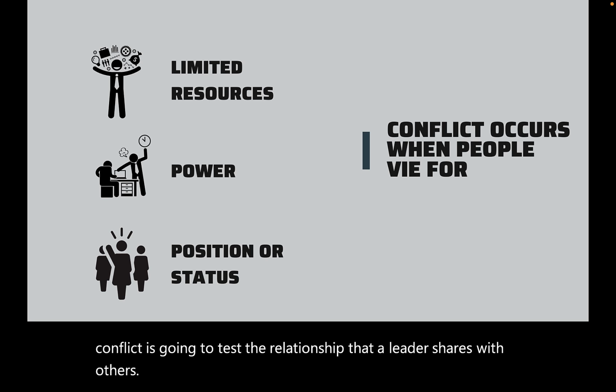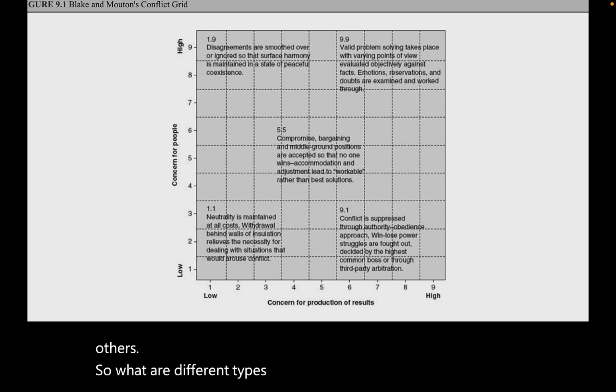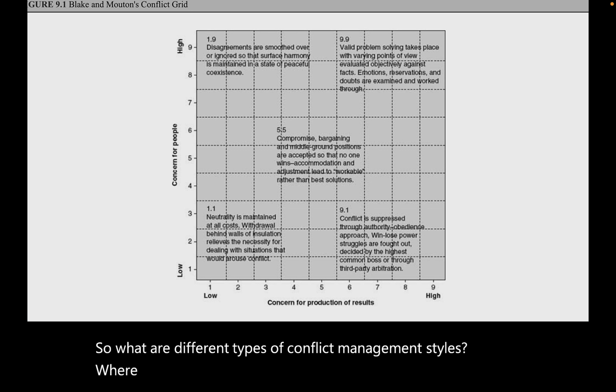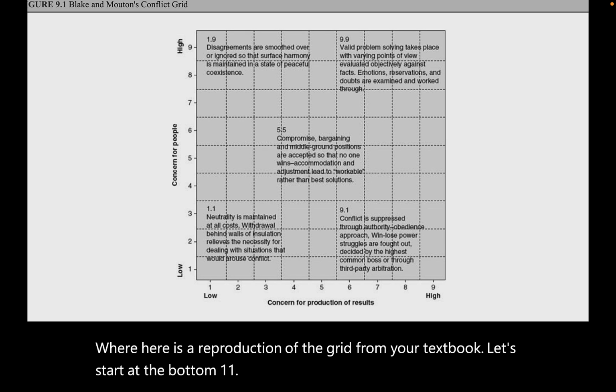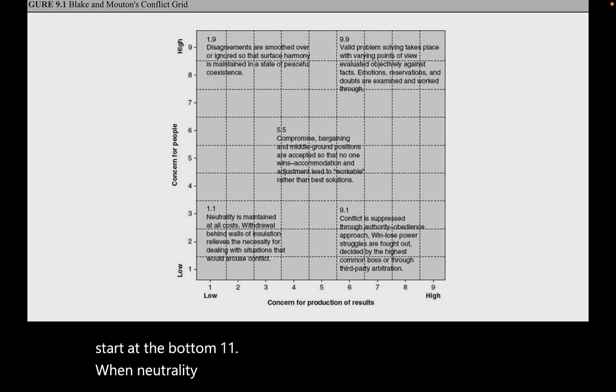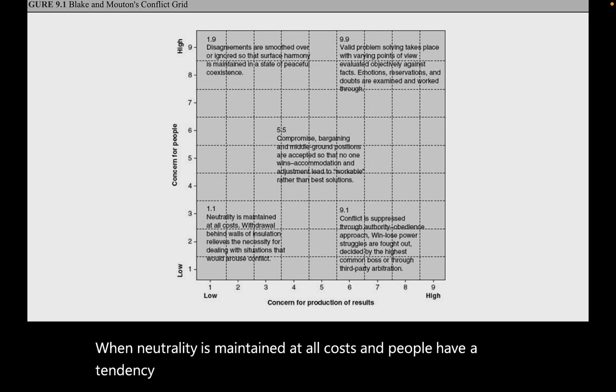So, what are different types of conflict management styles? Well, here's a reproduction of the grid from your textbook. Let's start at the bottom. 1-1. When neutrality is maintained at all costs and people have a tendency to withdraw and not want to address the conflict, then we're dealing with avoidance.